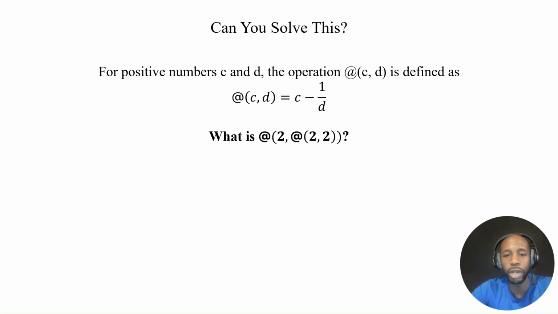Here is another math challenge for you, which reads: for positive numbers C and D, the operation @(C, D) is defined as @(C, D) = C minus 1 over D. What is @(2, @(2, 2))?